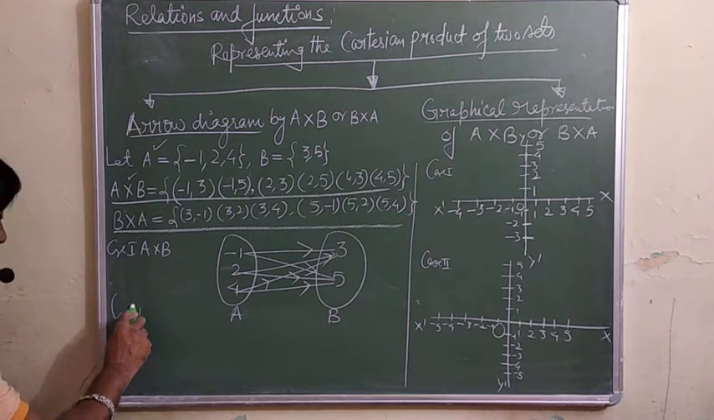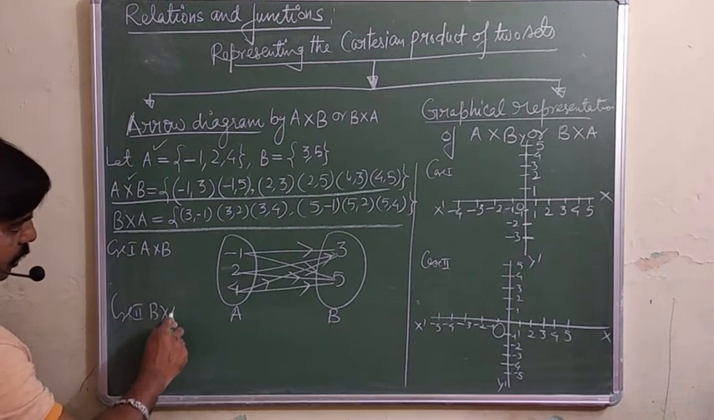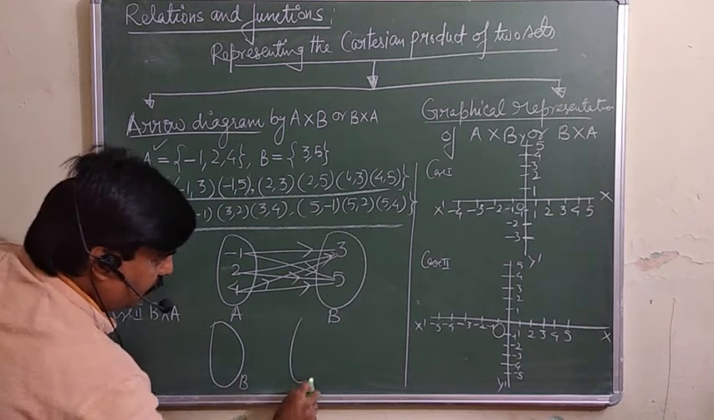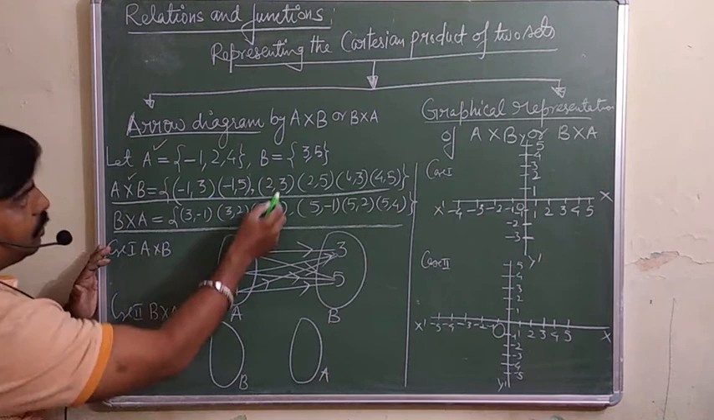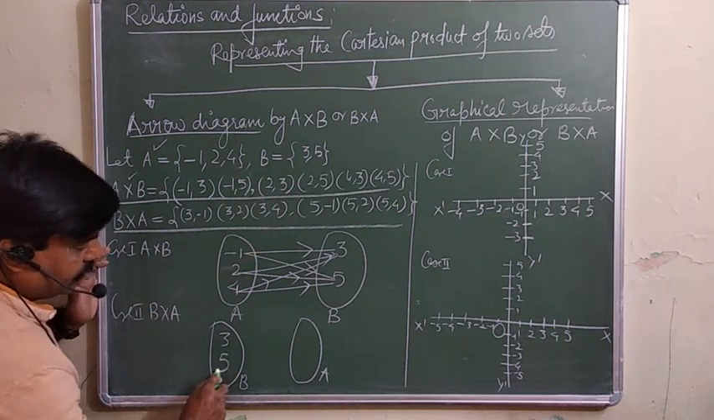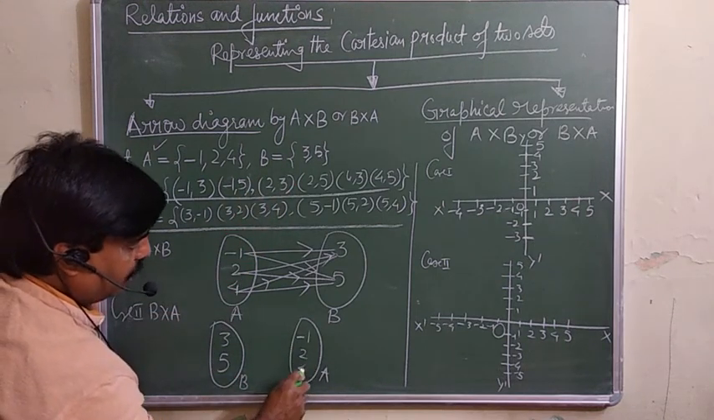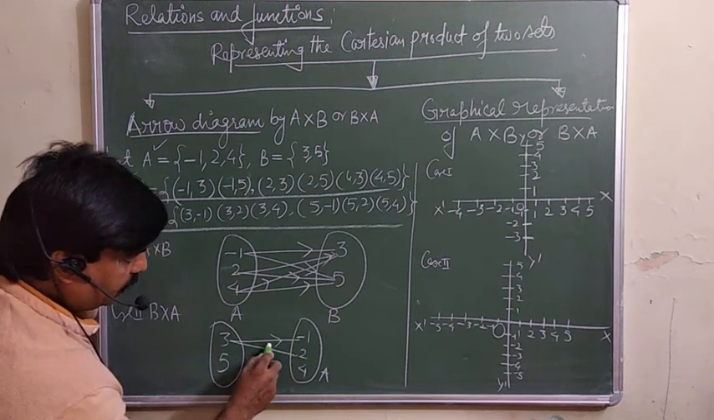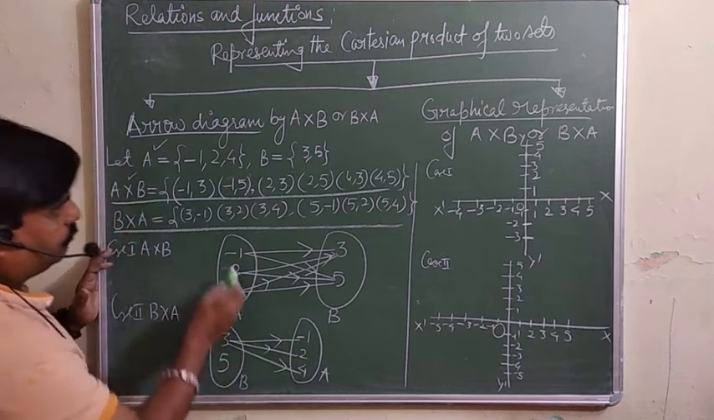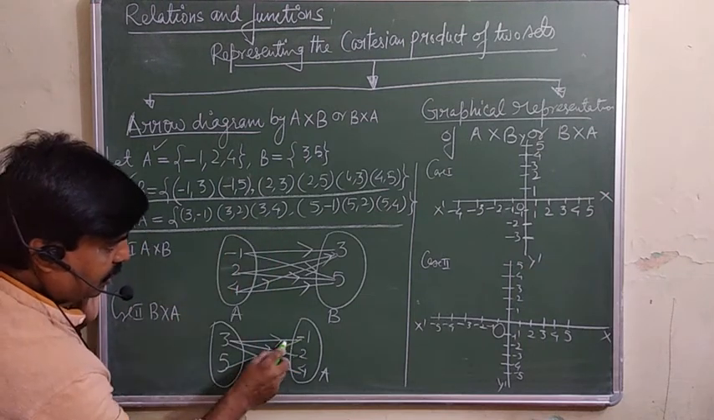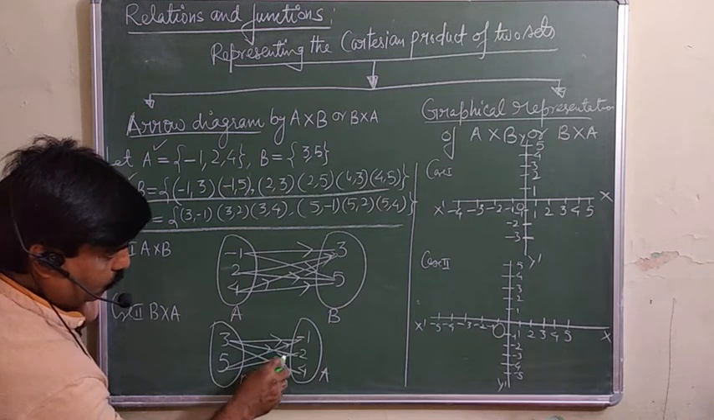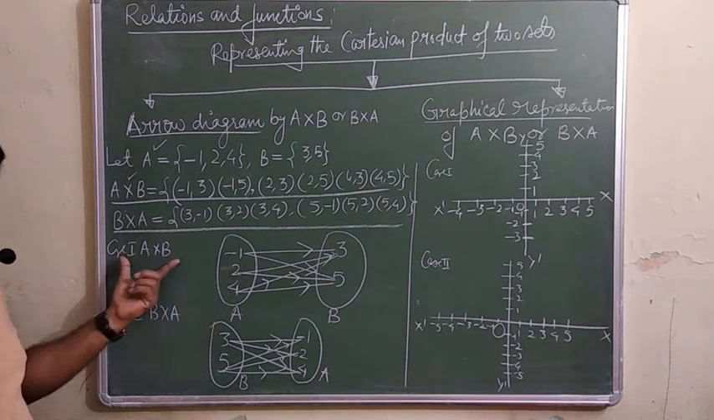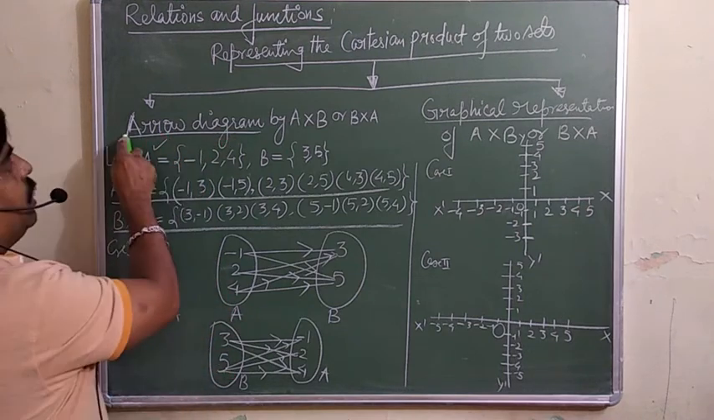In the second case you can take B cross A, where you first take the set from B and second from A. The elements of set B are 3 and 5, and of A are -1, 2 and 4. So 3 has a relation with -1, then with 2, then 4. Then 5 with -1, then 2, then 4. So this is your B cross A. A cross B and B cross A can be represented by the arrow diagram.